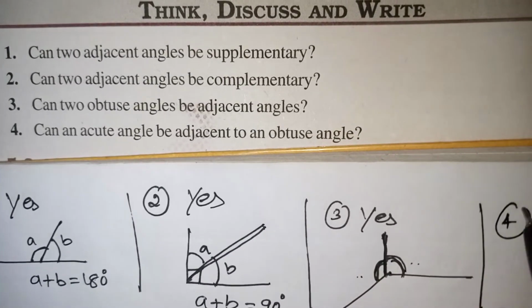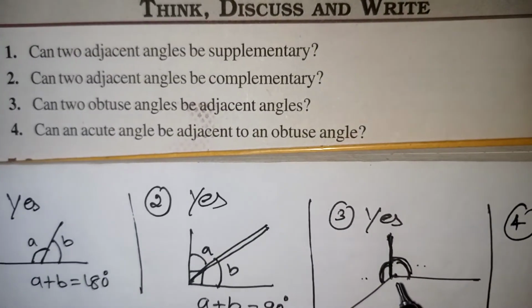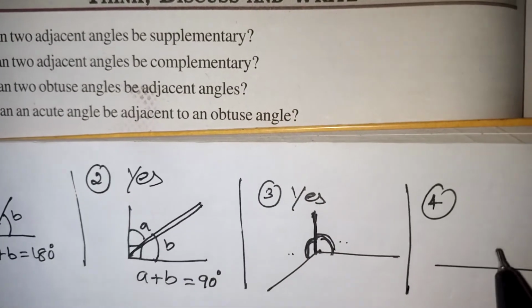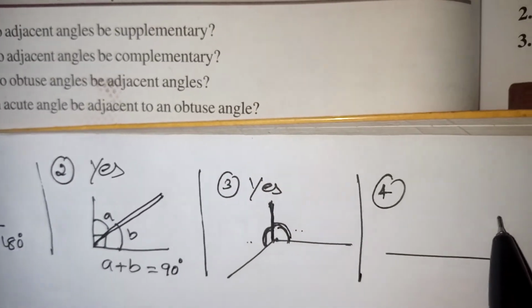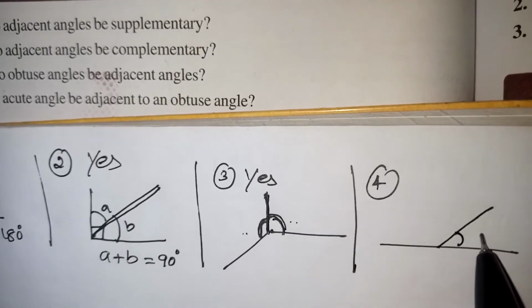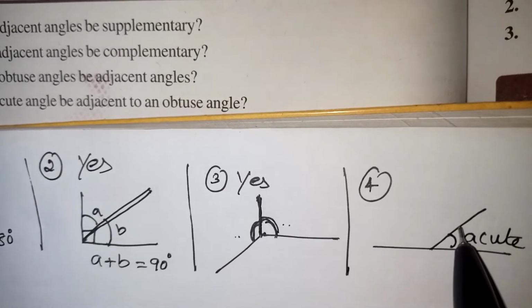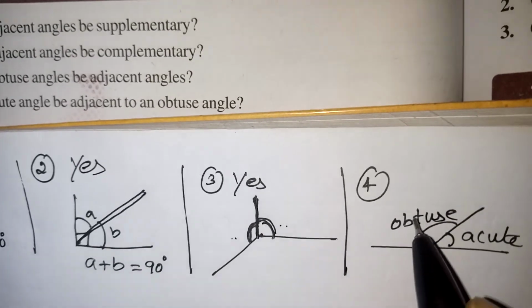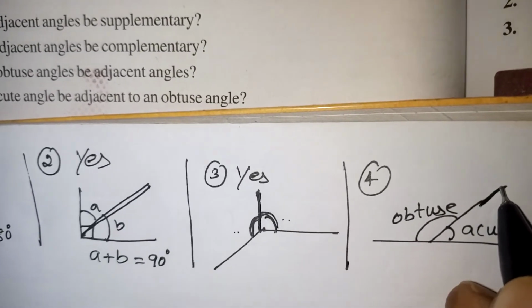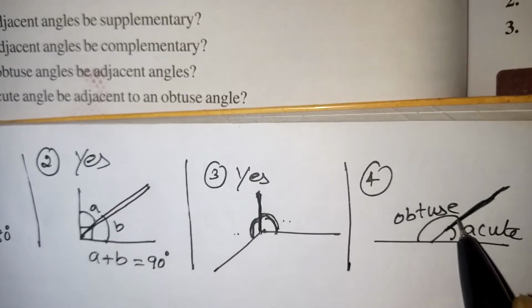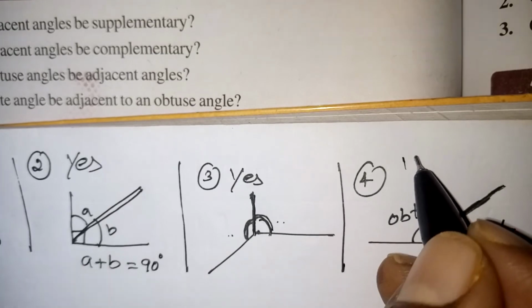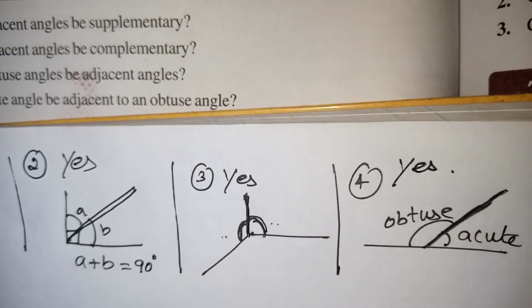Fourth one, can an acute angle be adjacent to an obtuse angle? Yes. One acute angle and one obtuse angle can be drawn on the straight line also. Here we have this is an acute angle and this is an obtuse angle. So one acute angle and one obtuse angle can be adjacent angles. They are asking. Yes, it can be adjacent angles because they have one common arm. This is acute, this is obtuse. They can be adjacent angles. So yes is your correct answer.